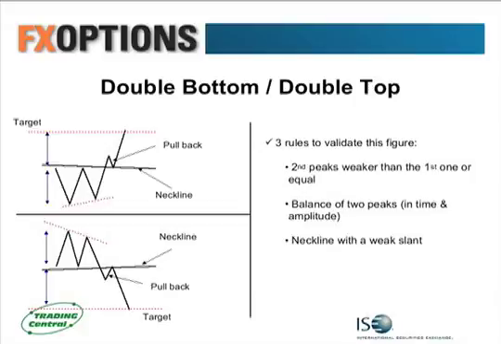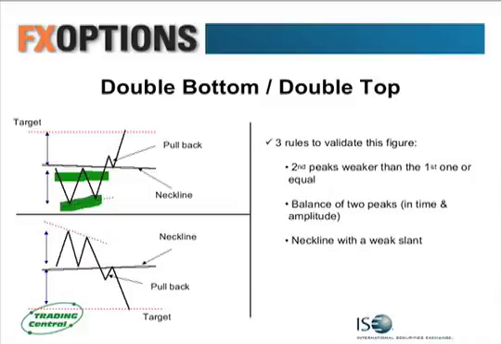Okay. So, the double bottom, the three rules of this double bottom. The second peak of the double bottom should be weaker than the first one, or equal. But it's important, the balance of two peaks in time and amplitude, I mean, if the first bottom lasts 1 month, the second bottom should last 1 month or at least 1 month or around 1 month.